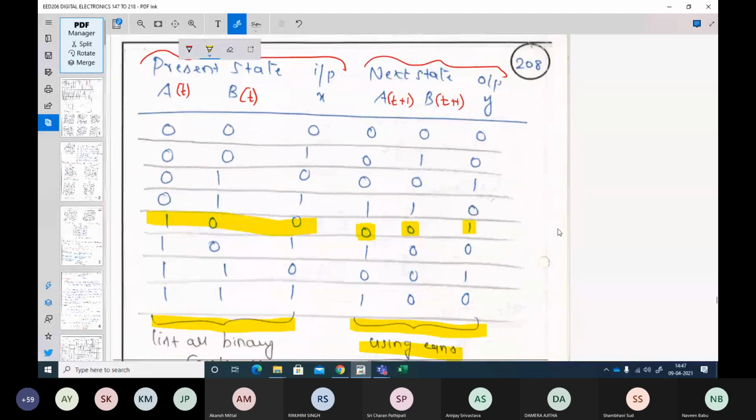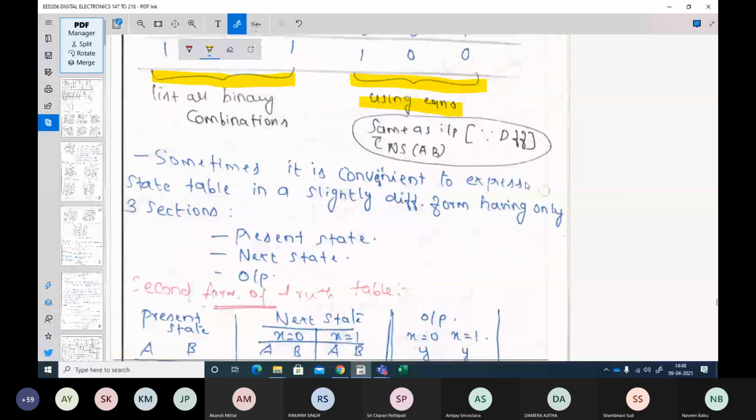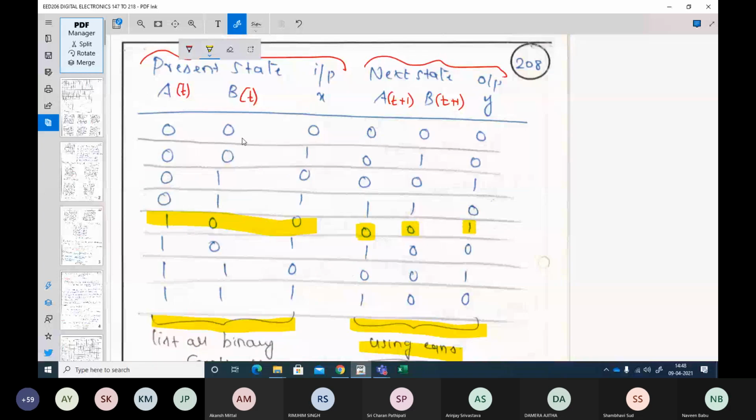Since this is a D flip-flop, your inputs and outputs, your next states, are the same, which means your next state A and B are the same as your present state. You see here the 0, 0, 0, 0, 0, I'm sorry, it should be the other way around. Okay, so there's some mistake.